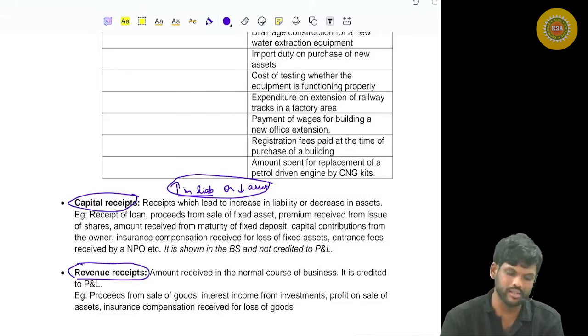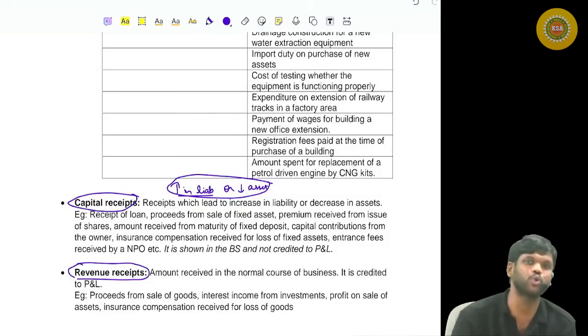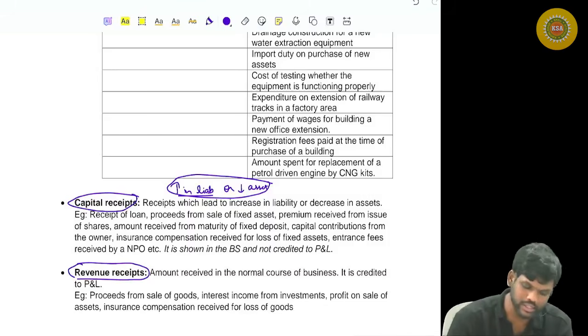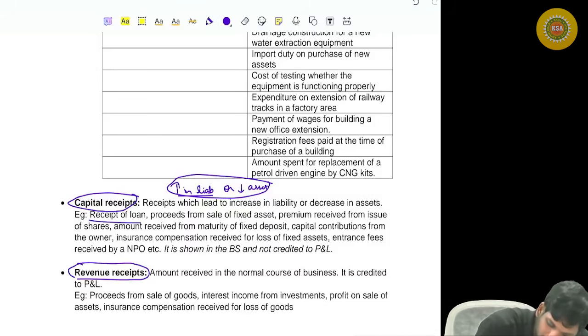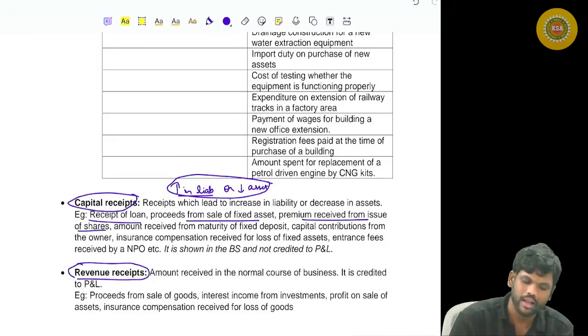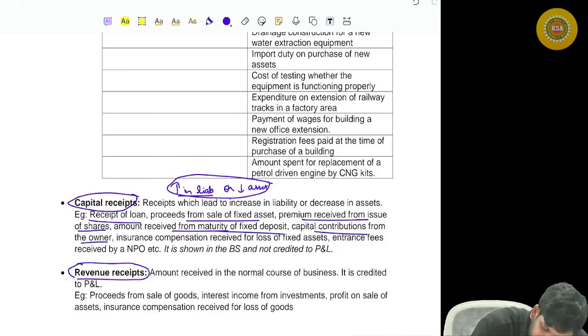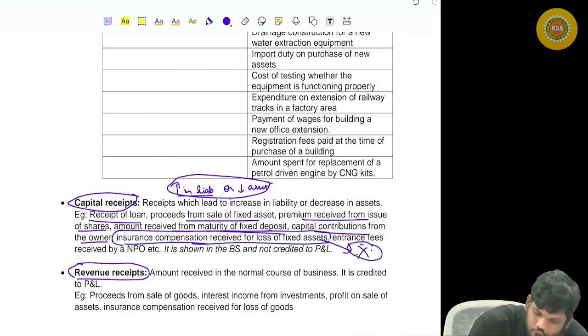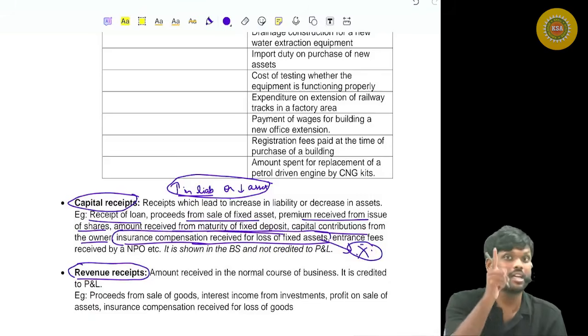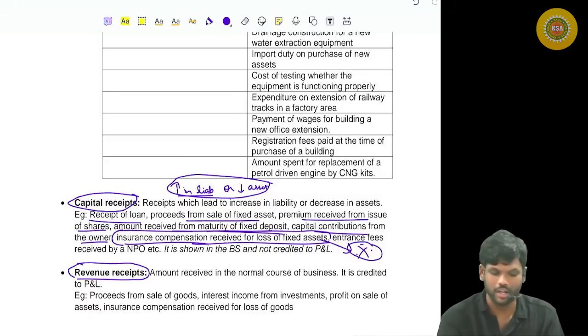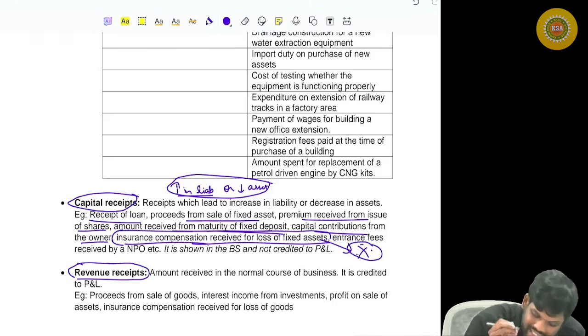So in the capital receipts I have given you clear examples here. Please go through these examples. This will help you in true or false questions. Borrowing a loan, proceeds from sale of fixed assets, premium received from issue of shares, amount received from maturity of fixed deposits, any capital contributions made by owner, insurance compensation received from loss of fixed assets. Guys, please ensure you go through this. This has been asked several times in the past. If you look at the question bank, they would have asked this question many times. So any insurance compensation that is received from loss of fixed assets, that is a capital receipt.